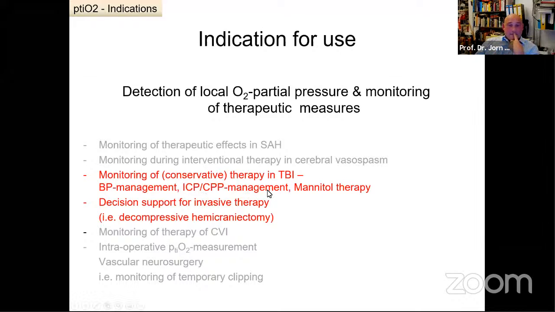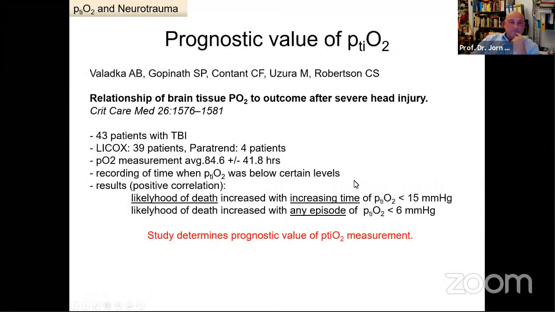The last thing is the traumatic brain injury therapy. If you look at traumatic brain injury, there are loads of publications that actually show that there is a good value of PO2 measurement in addition to ICP measurement in patients with traumatic brain injury, like this one, for instance. They found in 43 patients, where they measured the PO2 values in all the patients, that the likelihood of death increased with an increased time of PO2 of less than 15 millimeters mercury, and the mortality increased with any episode of PO2 less than 6 millimeters.